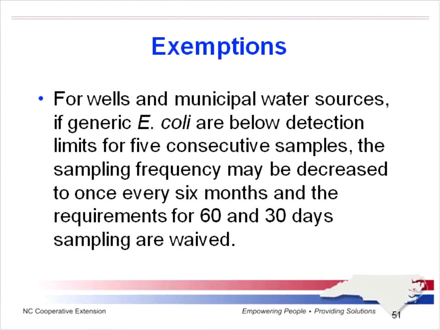For wells and municipal water sources, if generic E. coli is below detection for 5 consecutive samples, then sampling frequency can be reduced to once every 6 months, and the requirement for 60 and 30-day sampling can be waived. So this is a recognition that municipal water sources and well water sources are less frequently contaminated, and so sampling could be done less frequently for those sources. And again, these guidelines are not hard and fast rules. They're coming directly from that guidance document, which is the best guidance document that we have at this time.